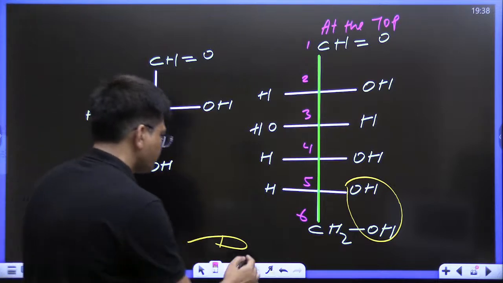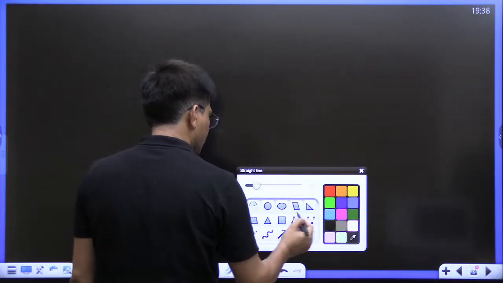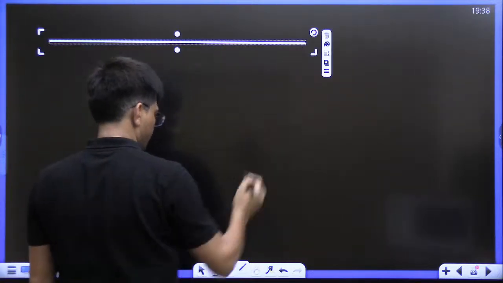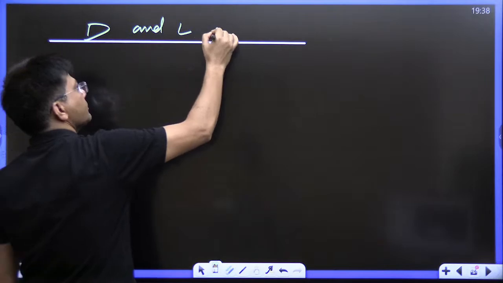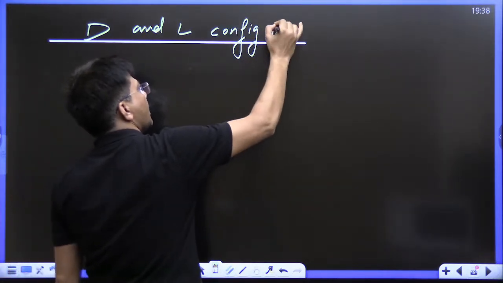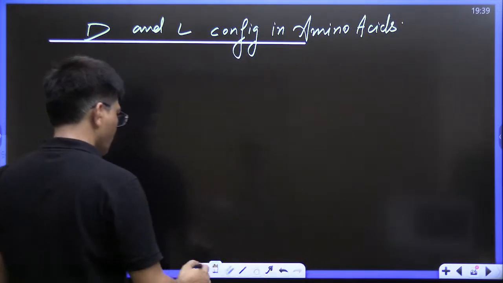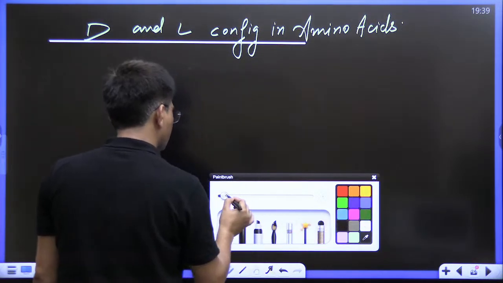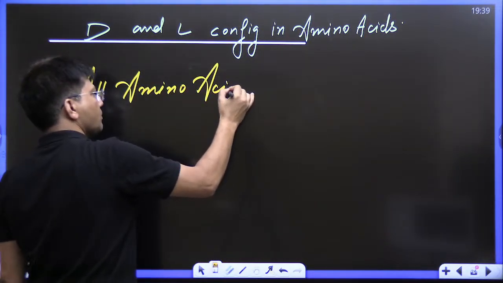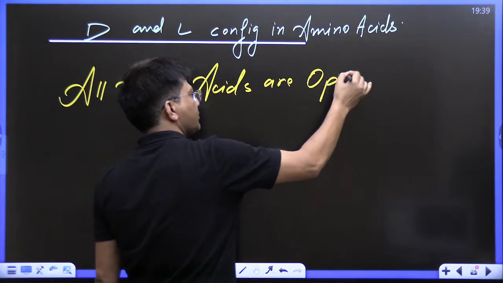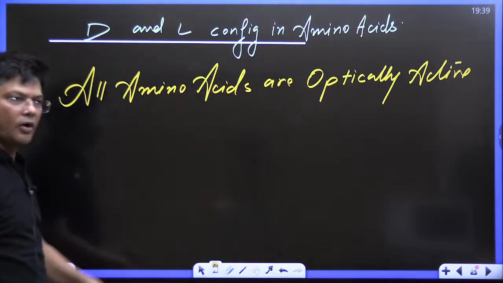Now let's see capital D and capital L configuration in amino acids. So all amino acids are optically active. Is this statement right or wrong? All amino acids are optically active. Is this statement true or false?